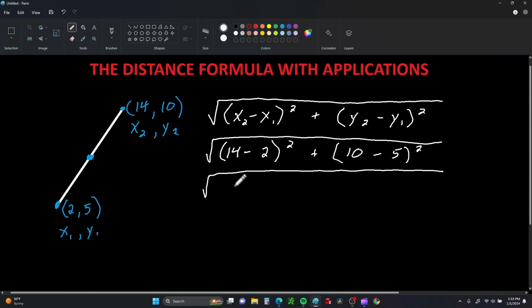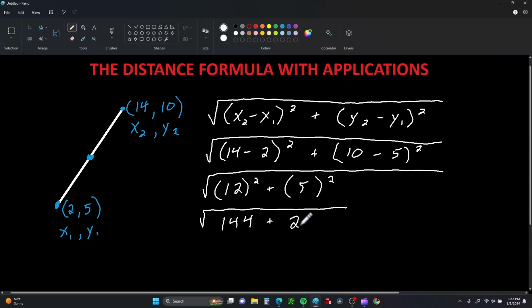So I'm going to have 14 minus 2 is 12 squared. And 10 minus 5 is going to be 5 squared. This will give me 144 plus 5 squared is 25. And when I add those together inside the radical, I get 169. And the square root of 169 is 13. So the distance between these 2 points is 13 units.